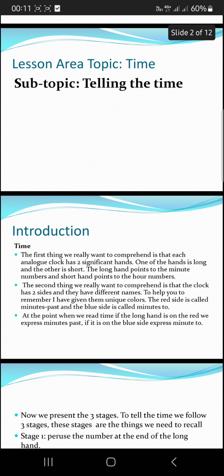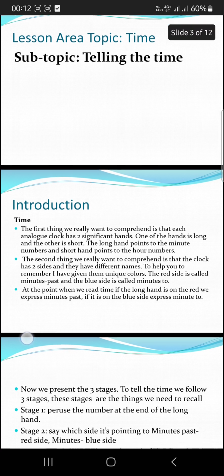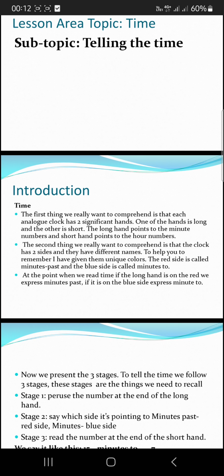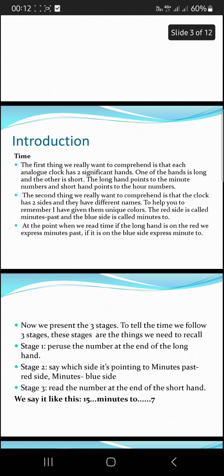My introduction is that the first thing we really want to comprehend is that each analog clock has two significant hands. One of the hands is long and the other one is short. The long hand points to the minutes numbers and the short hand points to the hour numbers.